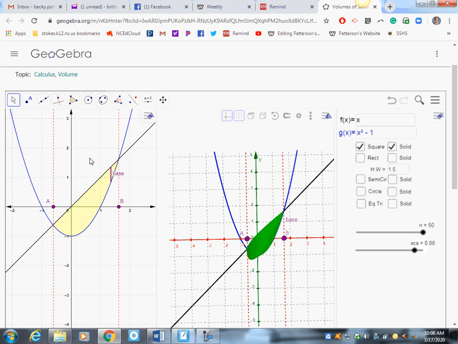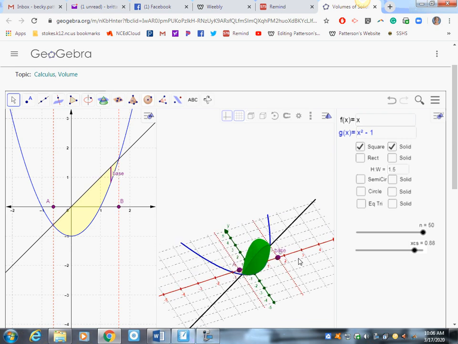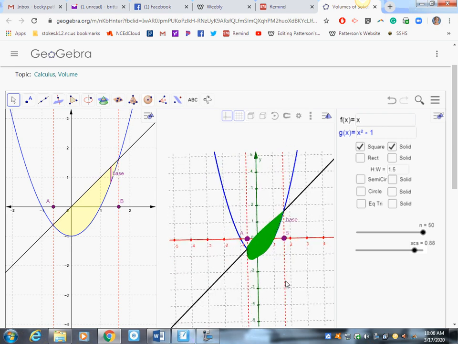So I'm going to take the integral from wherever A is to wherever B is of the area of each of these squares. The area of a square is length times width, but because it's a square, the length and the width are equal. So it's just going to be the length squared or the width squared.